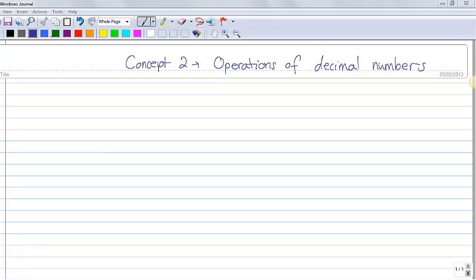Hi there, we're here for a tutorial on concept number 2 with our grade 7 big ideas review, operations of decimal numbers. Now, remember that a decimal number might be something like 6.5, right? So 6.5 meaning 0.5 is half of the whole. Another way to represent fractions, 6.5 on the number scale, right?